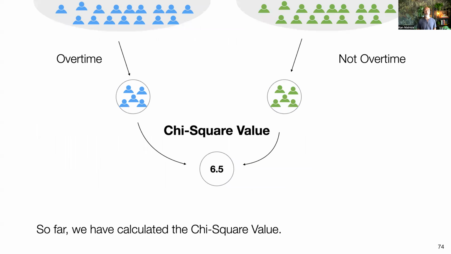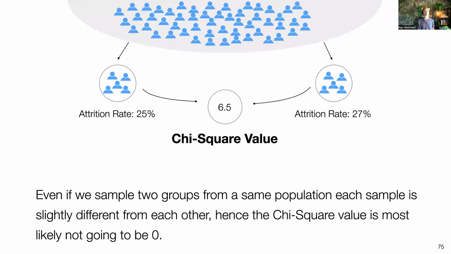So what that means: so far, we took overtime on the left-hand side and not overtime, and calculated the difference in attrition rate. Then we got this chi-square value. But this is a very common thing in hypothesis testing: even if we sample from the same population, meaning the same kind of people. So far, we got people from different populations, different groups: one is overtime, the other is not overtime.